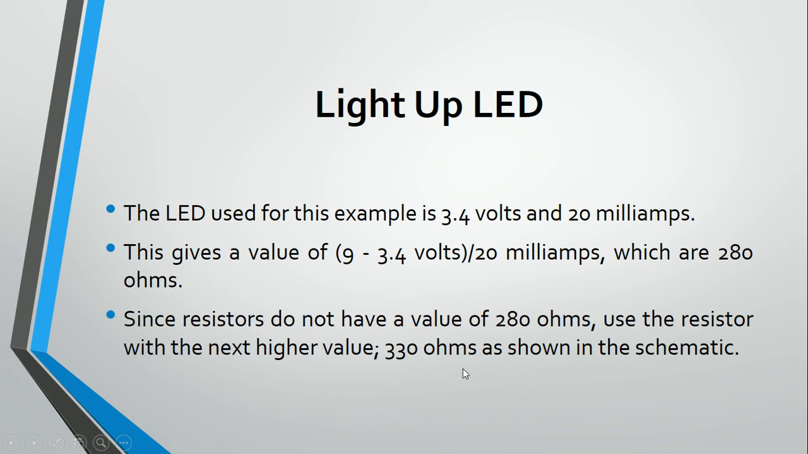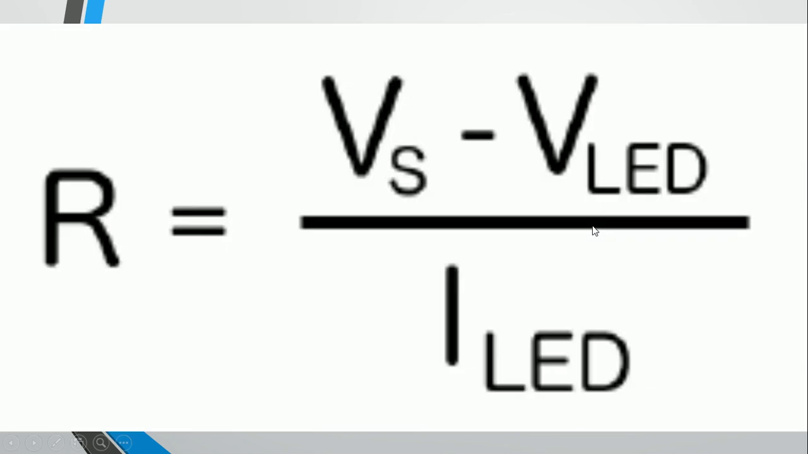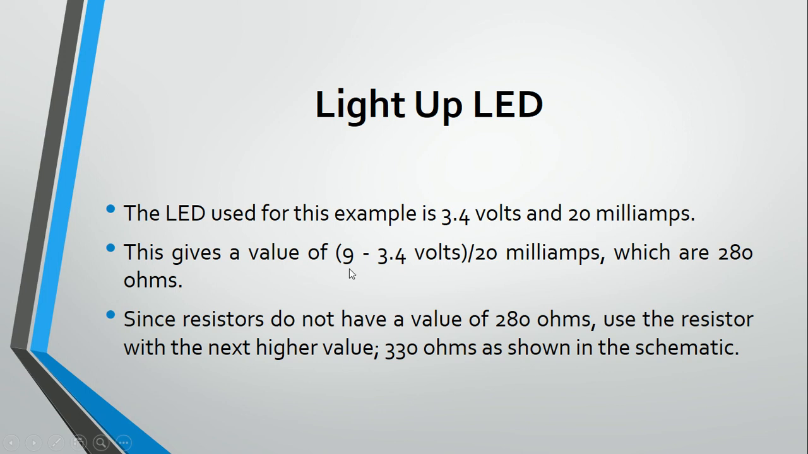So we have an example here. The LED used for this example is 3.4 volts and 20 milliamps. By this formula, this gives the value 9, which is the voltage source, minus 3.4 volts, which is the voltage of the LED, divided by 20 milliamps, which is the current for the LED. So getting the value equals 280 ohms.